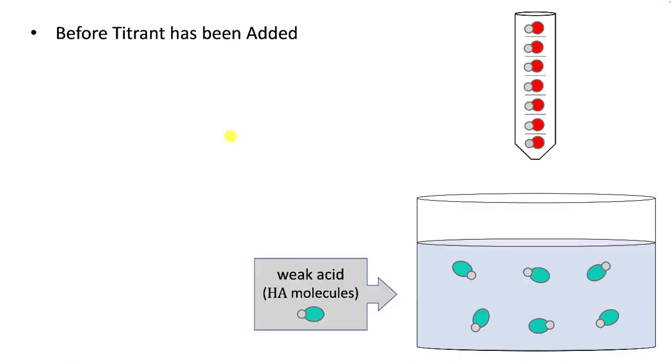Okay, so before any titrant has been added, we simply have, as the predominant species, HA molecules. And so here's our sort of molecular level depiction of this. Yes, there is a little bit of H plus and A minus, but it's largely HA.